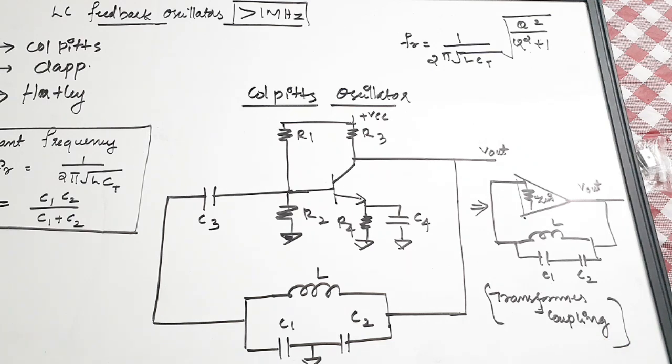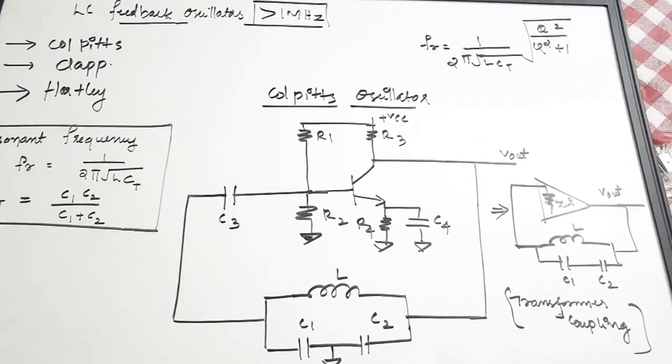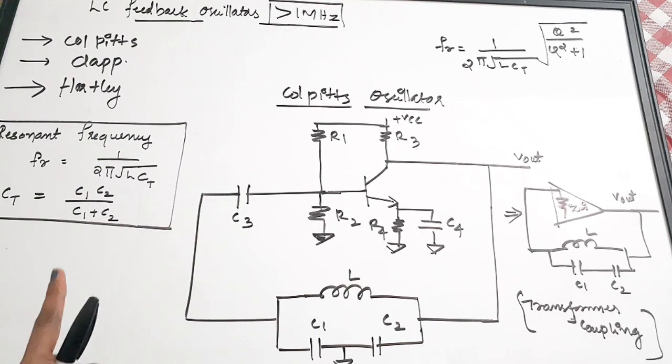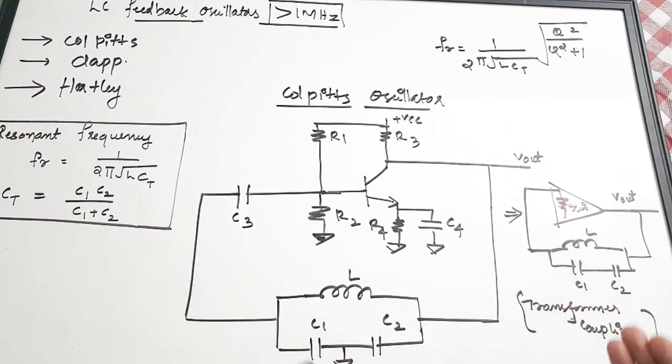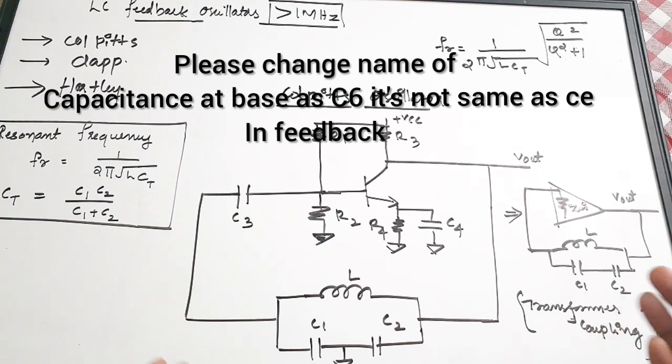I hope you have understood the circuit and also the resonant frequency, the equivalent capacitance, and the dependence of the resonant frequency on the quality factor. Now, if you have this circuit, it is very easy for you to study the Clapp oscillator circuit also. Let's see that next.